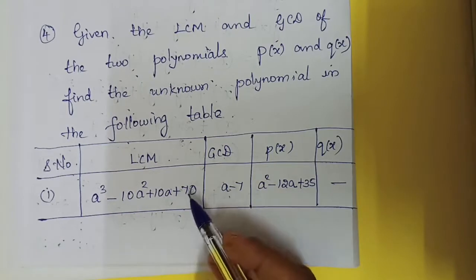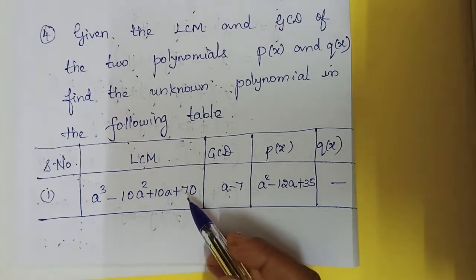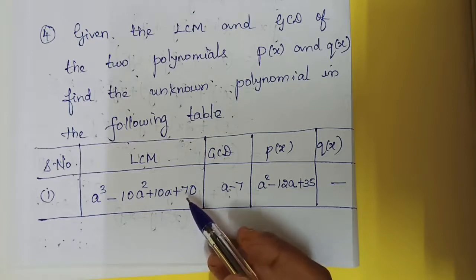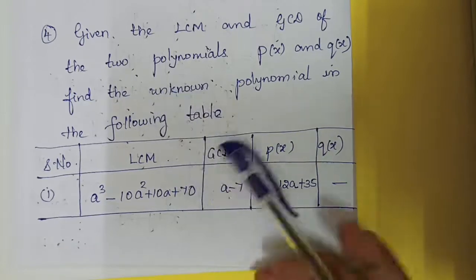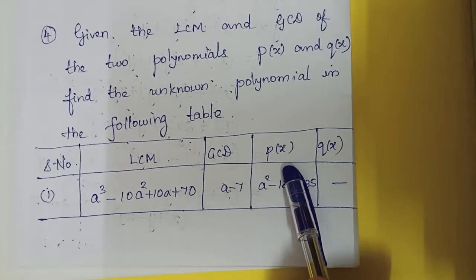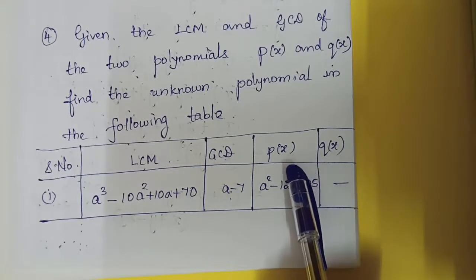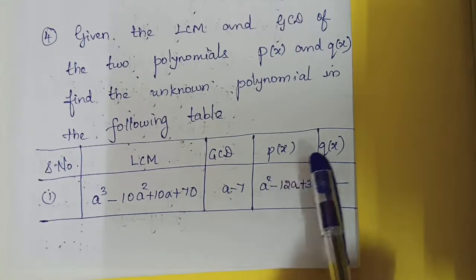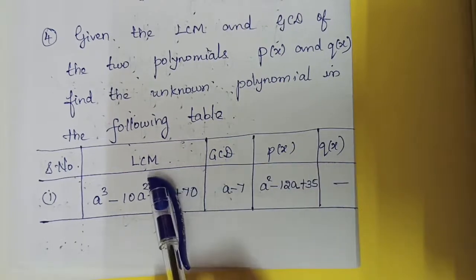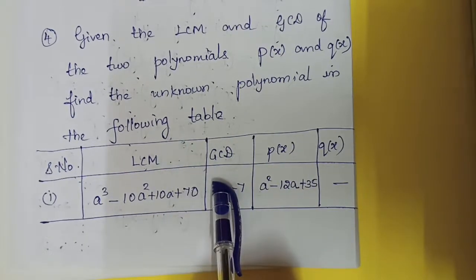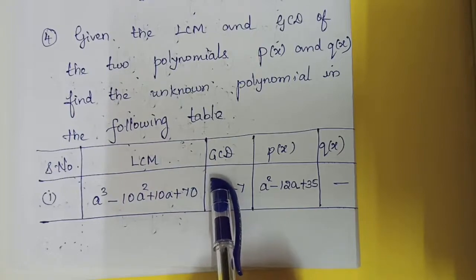Shall we do this? This also is the same formula. What is that? Repeat the formula. F of x into g of x equals LCM into GCD. Here, in the place of f of x and g of x, only the polynomial names changed. What is that? P of x and q of x. So we can rewrite the formula as p of x into q of x equals LCM into GCD. The same formula only. Shall we do this now?